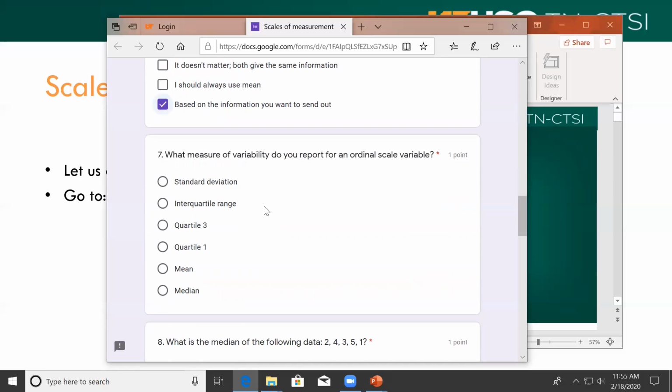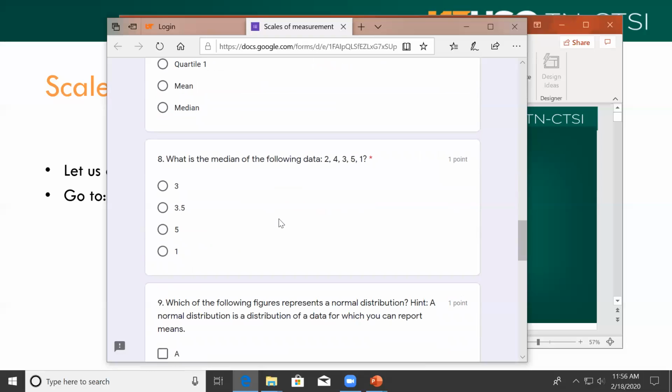What measure of variability do you report for an ordinal scale variable? Median is okay, but for the measure of variability or dispersion, standard deviation is not appropriate. So the interquartile range.